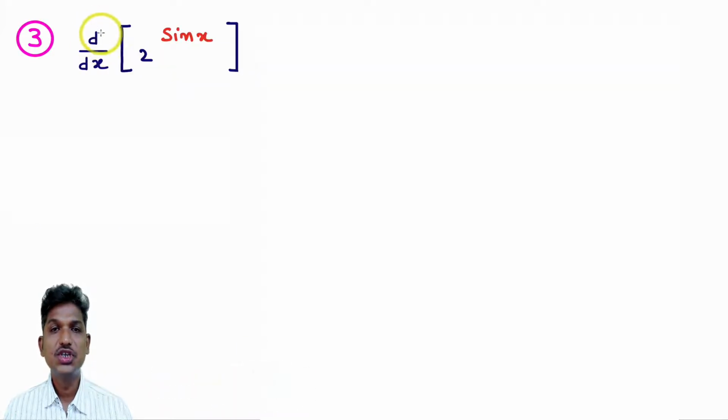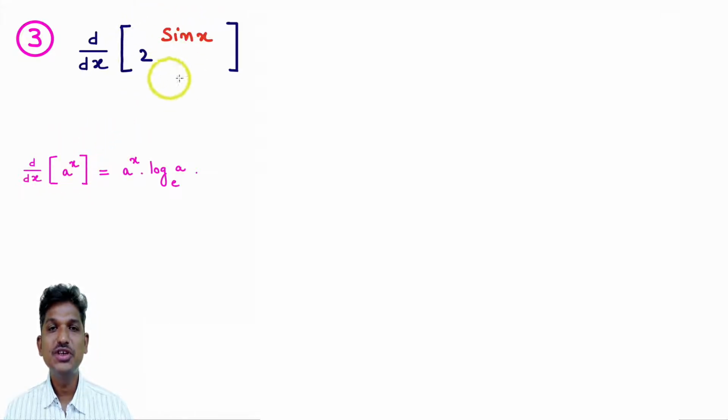You see this third question. D by dx of 2 power sin x. How to differentiate this? You learned 23 formulas, na? In those 23 formulas, this one looks like which formula? See here, we know this formula. D by dx of a power x is a power x into log a base e. Here, in this formula, a is constant, x is variable. So, here, you observe this one. This looks like a power x only, na?